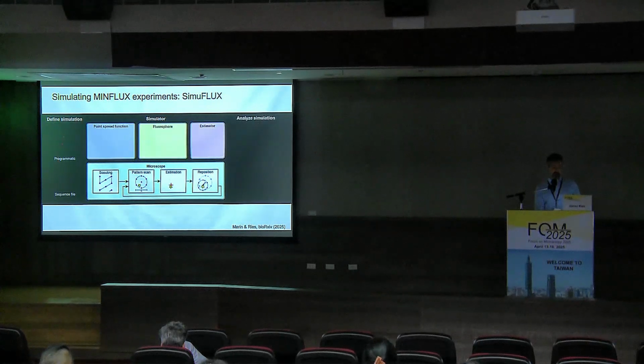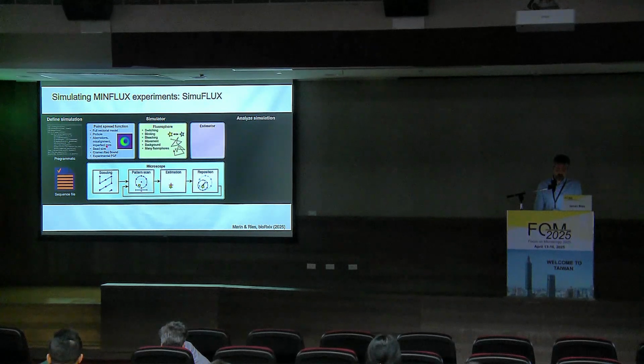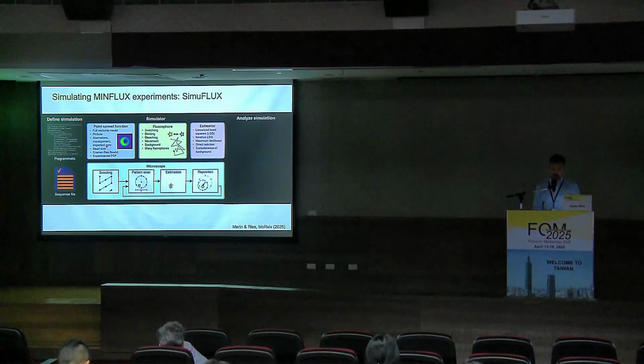We can define simulations either programmatically or by directly loading the Abberior sequence files to directly simulate an experiment. We have realistic models for point spread functions, either using the vectorial model or using experimental point spread functions. We simulate pinholes, aberrations, imperfect zero, or the bead size, and calculate CRBs. And we have a realistic model for fluorophores, including switching, flickering, bleaching, and movement like diffusion or stepping. We can simulate many fluorophores together to simulate something like images. And we implemented several estimators to test which estimators are best for our imaging.